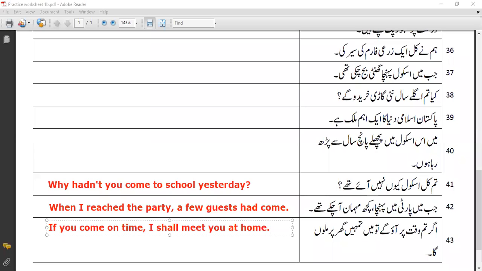मैं तुम्हें घर पर मिलूंगा. I shall meet you at home. If you come on time, I shall meet you at home. So, or you'll find me at home. But anyway, in this case, you will find me at home, or you shall find me at home. But let's write meet you at home. And this is the end of this exercise here.